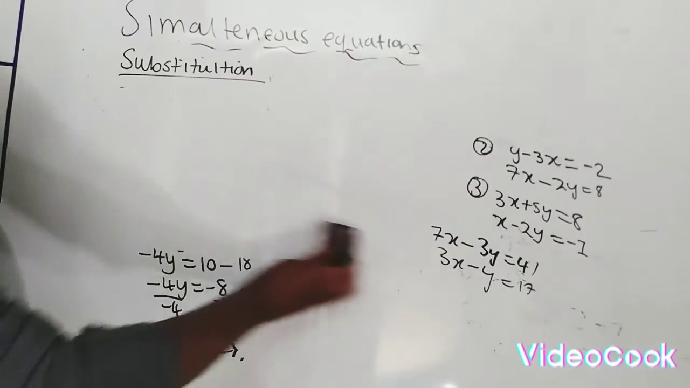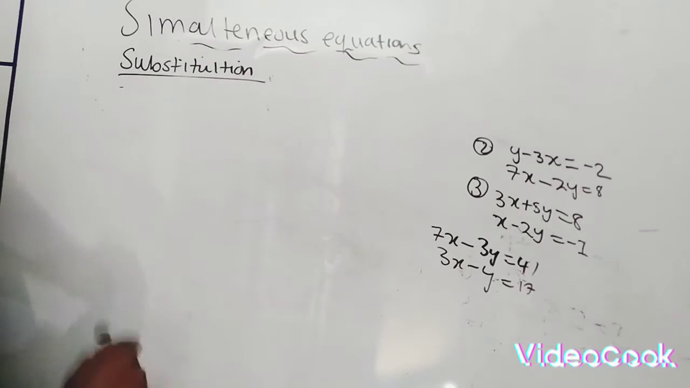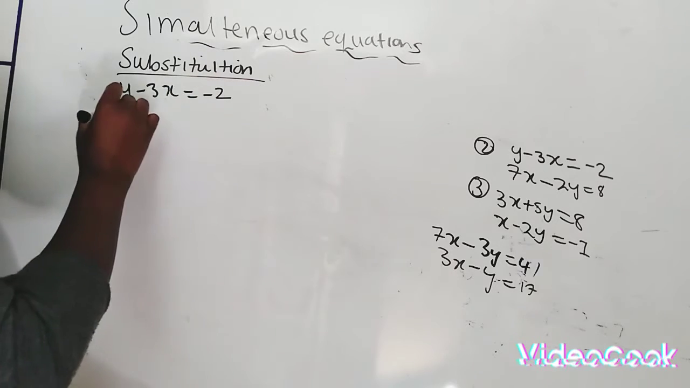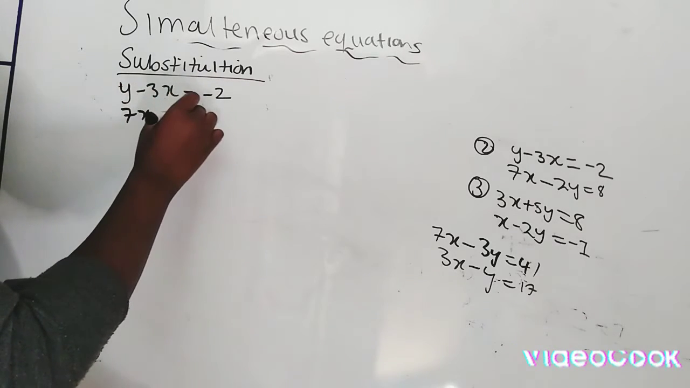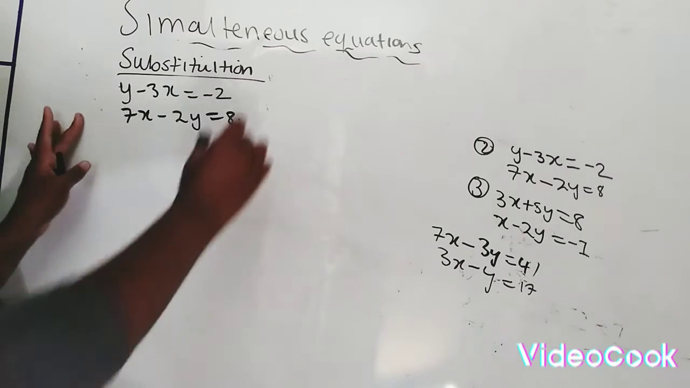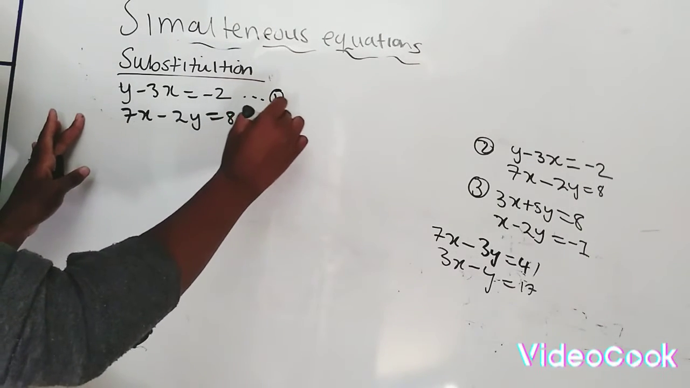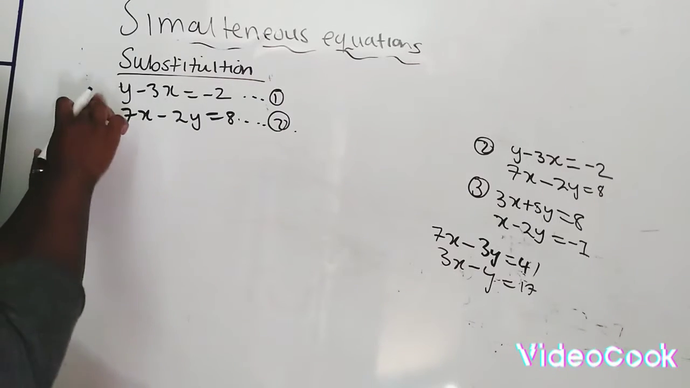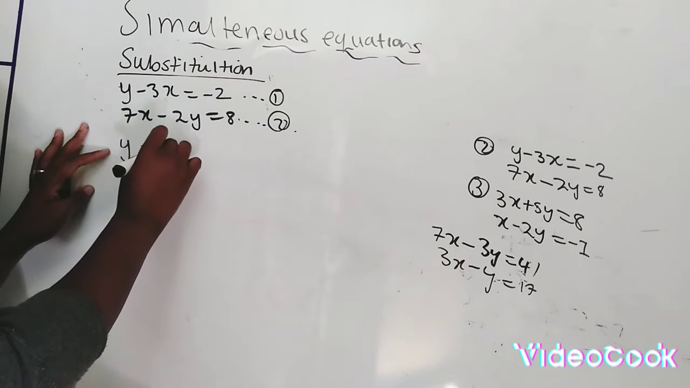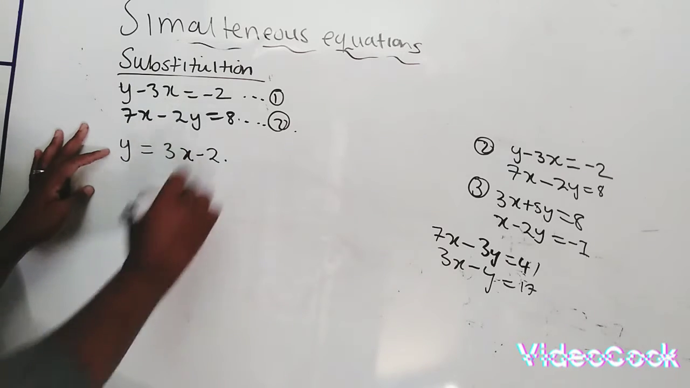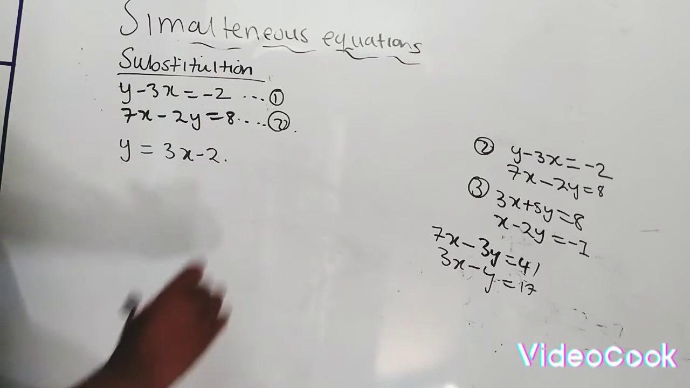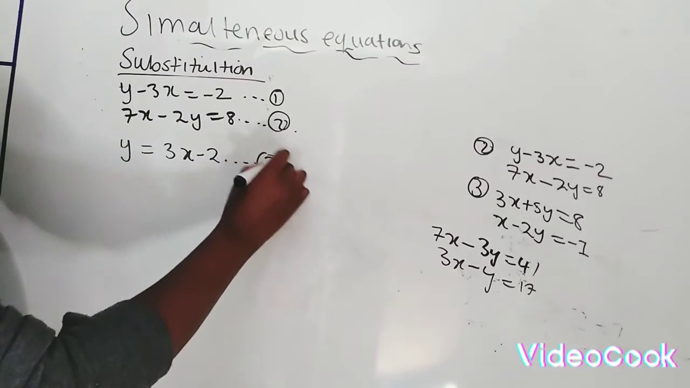Our second question says we are given y minus 3x is equal to negative 2 and 7x minus 2y is equal to 8. We are substituting. That's my equation 1, equation 2. So using equation 1, let's form equation 3. We say y is equal to 3x minus 2. I just took minus 3x to the other side. So y is equal to 3x minus 2. This is giving me equation 3.